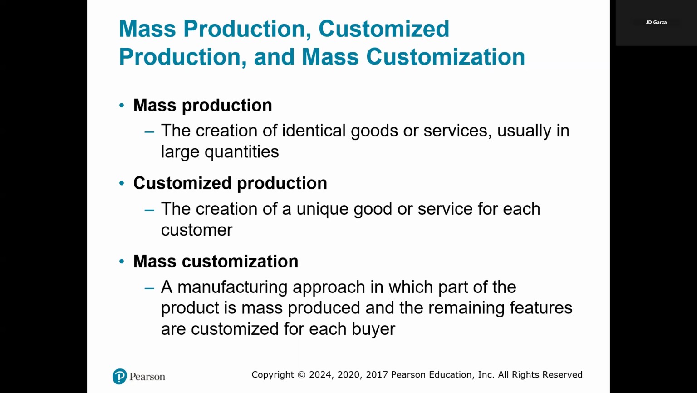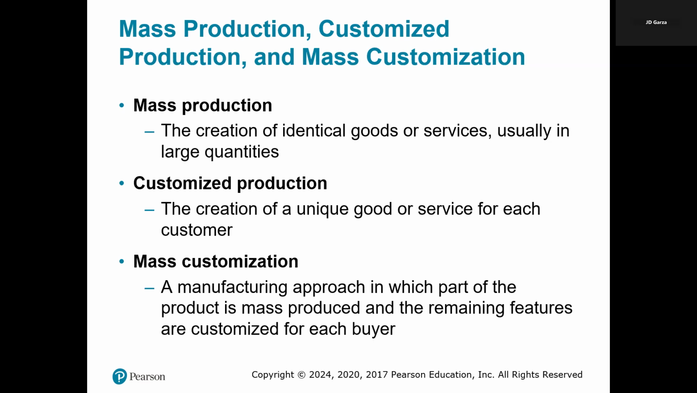And then, of course, you have customized production. Customized production involves creating a unique product or service that is tailored specifically for each customer. It focuses on meeting individual needs rather than producing standardized goods. This approach is very common in industries like luxury goods, made-to-order furniture, or even personalized software solutions, where customer requirements vary significantly. An example is a tailor creating a bespoke suit based on individual measurements and preferences.